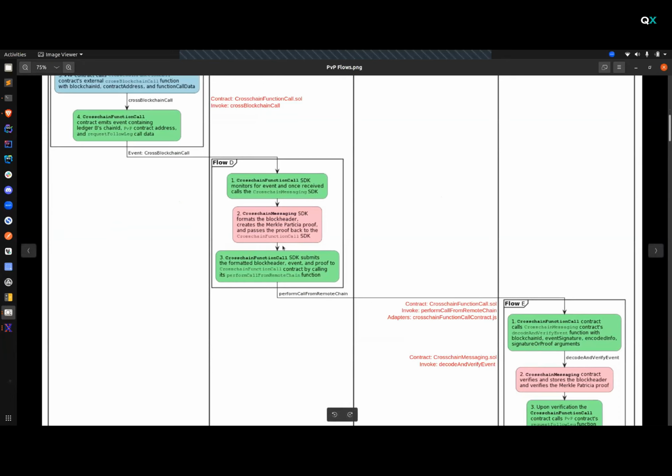This is not using anything new. It's also called a block header proof. It's using the same tooling that Ethereum already uses, or the same storage structures.